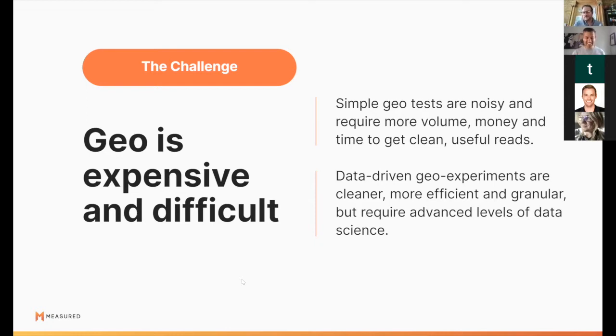And as you can imagine, if you pick geos with a dartboard, and then you analyze them by what happened before the test, what happened after the test, as you can guess, you may get some very noisy results here. That's right.